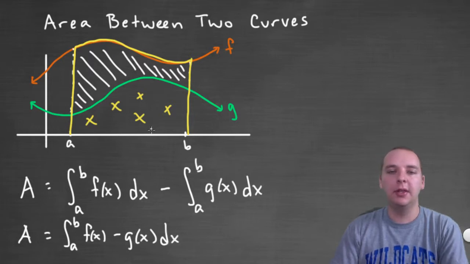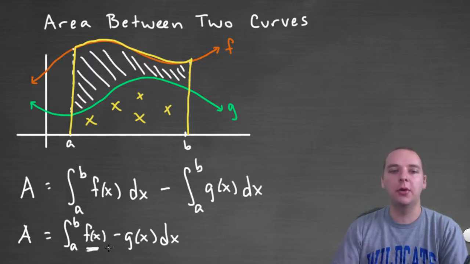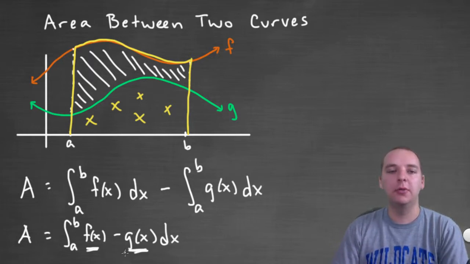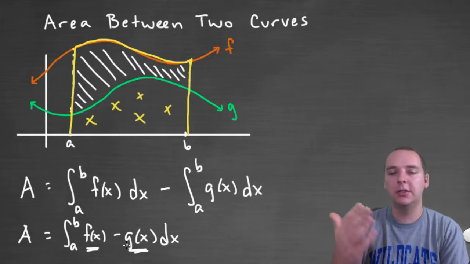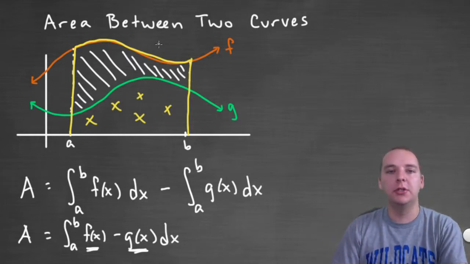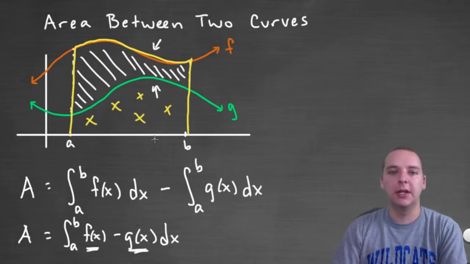The only thing you have to keep in mind is, if you're not provided a picture, you have to make sure that f is the top curve and g is the bottom curve. They may not be called f and g, the letters don't matter, but make sure that your top curve is listed first and your bottom curve is listed second.